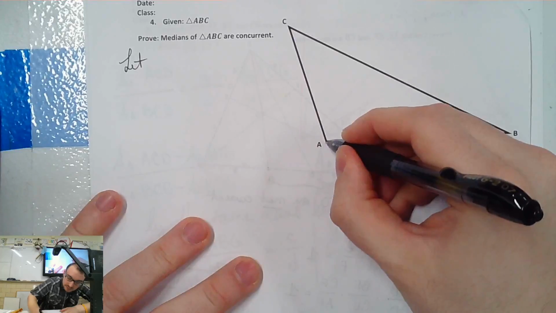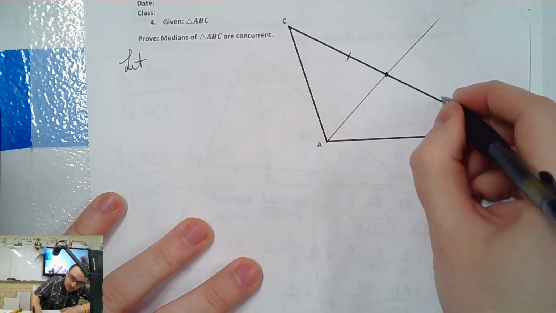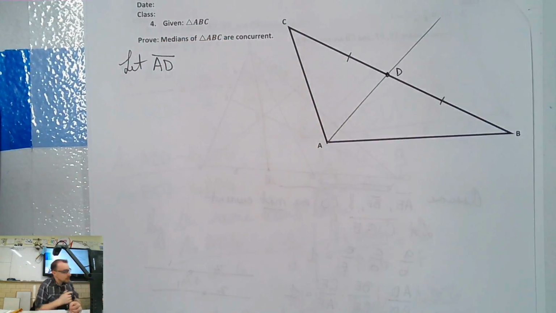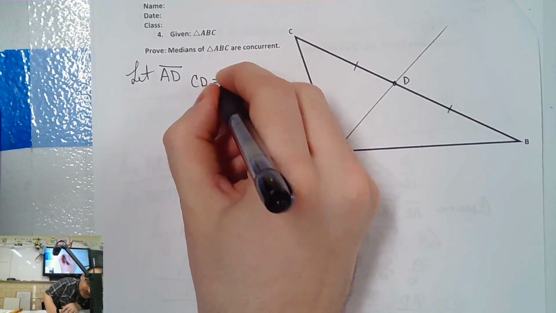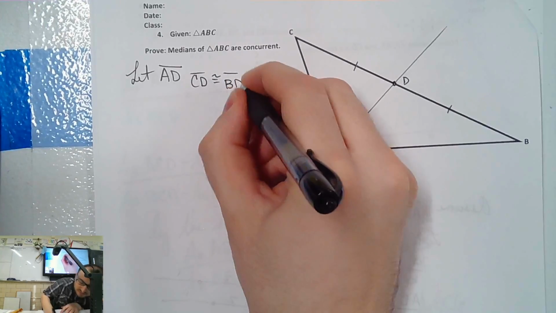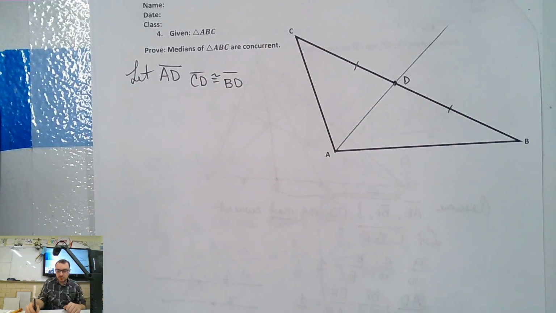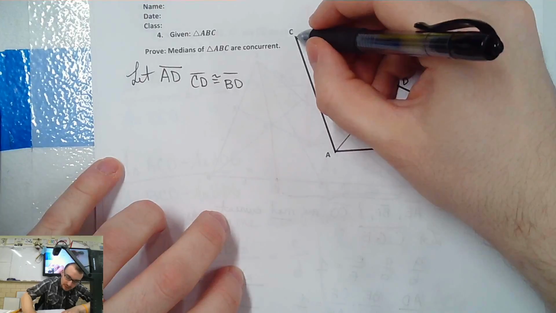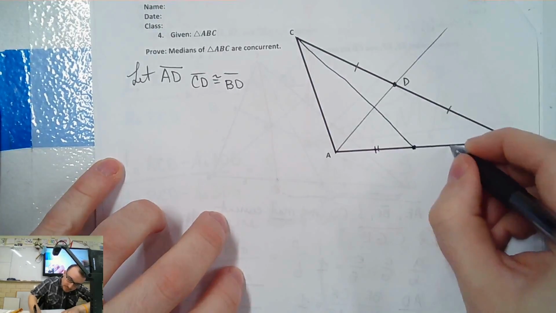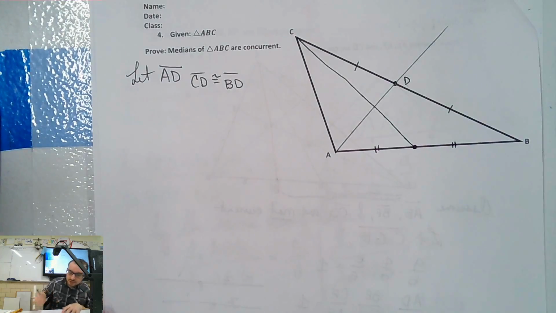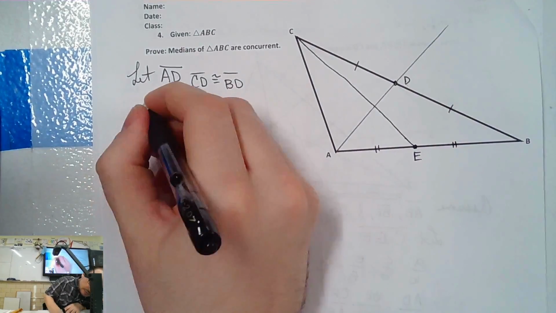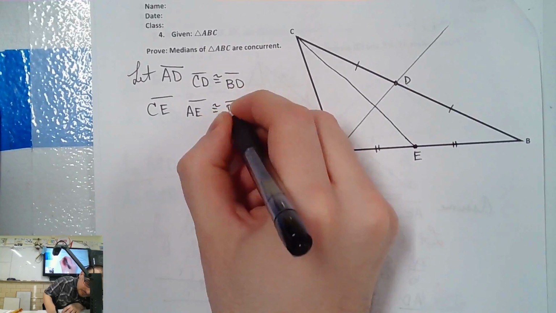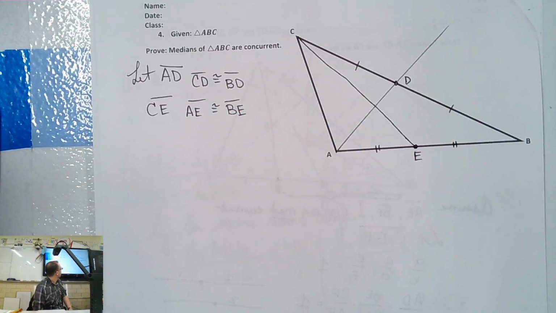Let's draw a median here. And medians are vertex and midpoint, right? So I'm going to call that AD, and let's have CD be congruent to BD. So first median created. Then we're going to connect this guy up. It's a very bad median, but pretend it is. We'll call it CE, such that AE and BE are congruent. Cool.